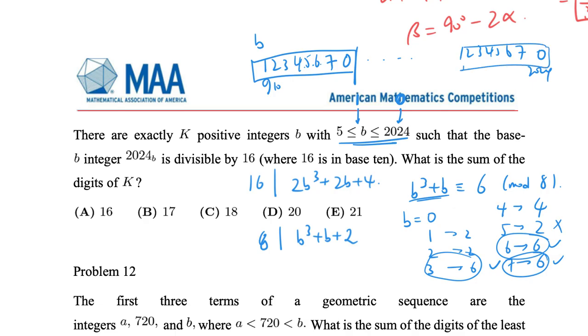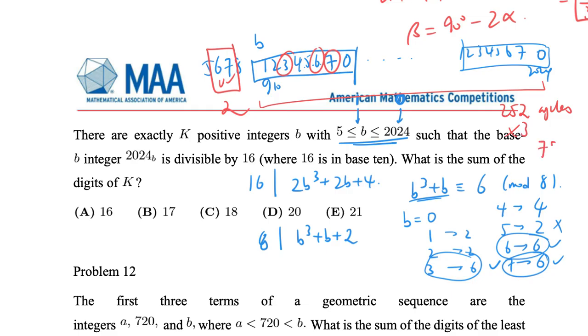So we have this many cycles, and for 5, 6, 7, 8, we see that 6, 7 works. So this is 2, and note that there are how many cycles here? There are 252 cycles, and each of them has 3 solutions. So this is times 3, and this is 756 plus 2. So this is k is equal to this, and the sum of their digits is 20.